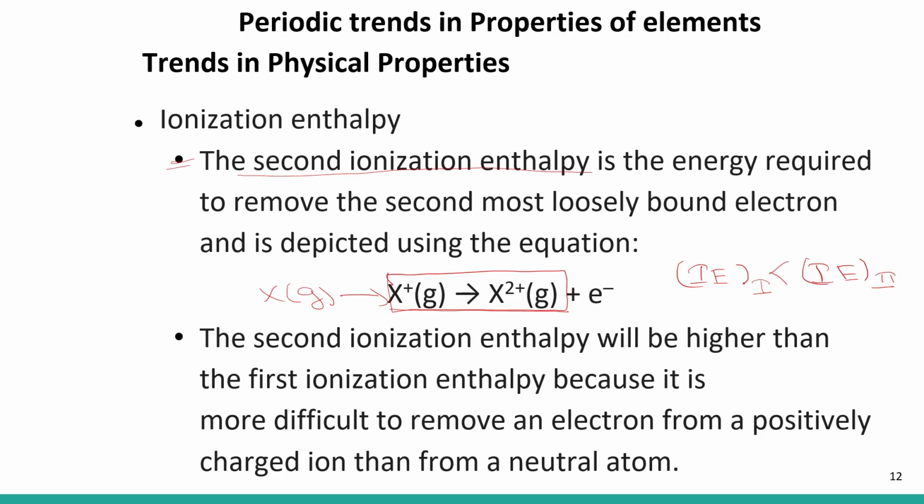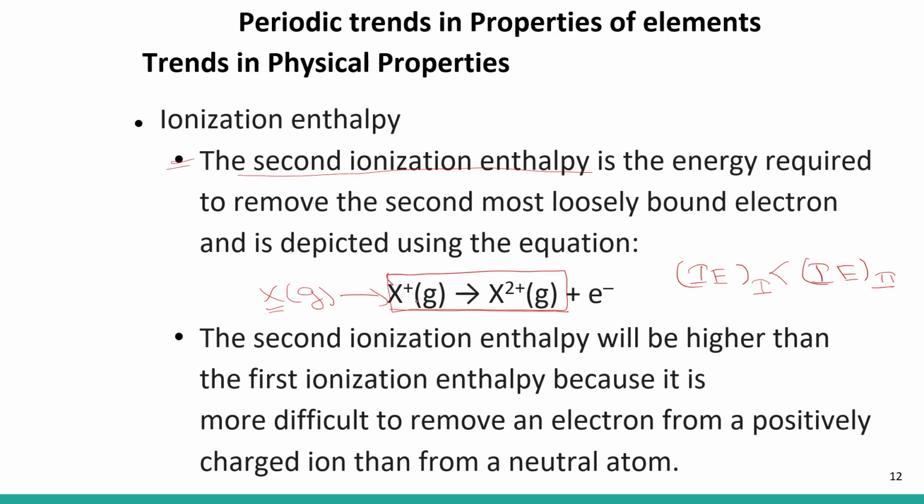Why is it so? Suppose you are removing an electron from a neutral species here. So you remove an electron from the neutral species, and it will require a smaller amount of energy. Because it is a neutral species, it has the same number of electrons and protons, meaning the proton and electron counts are the same.